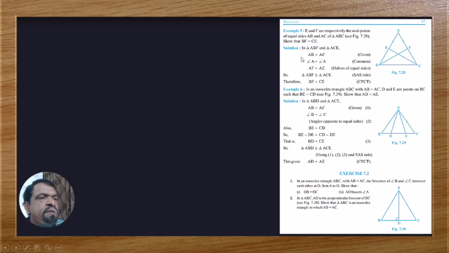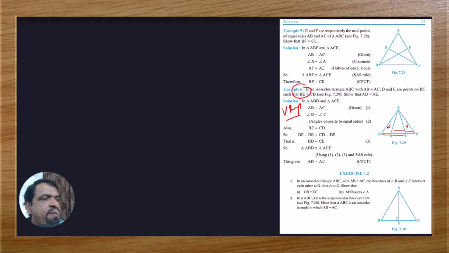This fifth is also very simple. Now come to the sixth. Very important question. See, in this question it is given that AB equal to AC, D and E are points, and BE equal to CD. This BE equal to this CE. We need to prove that ABD and ACE triangles are congruent. These two triangles are congruent.